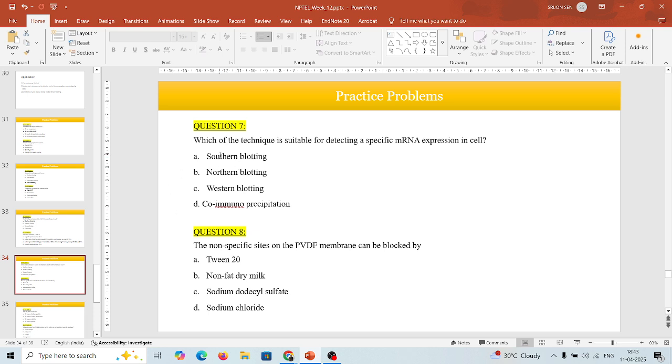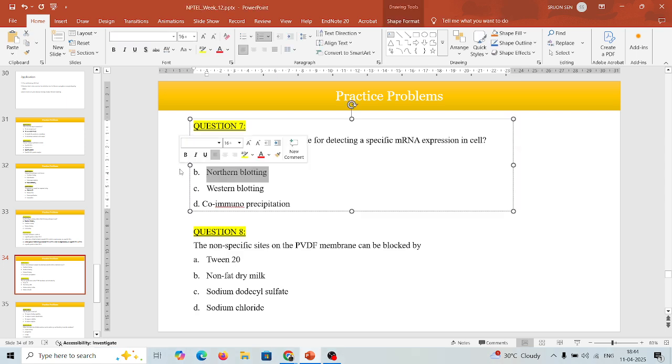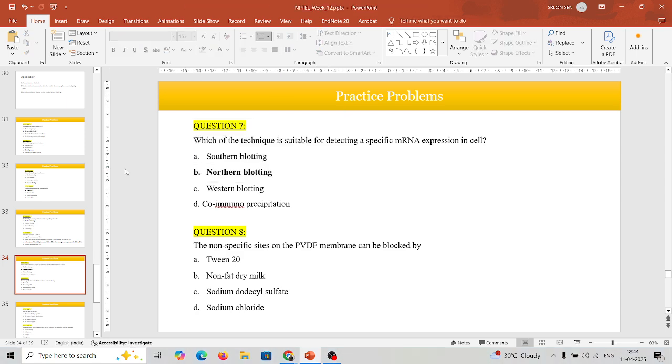Which of the following techniques is suitable for detecting mRNA expression in cells? So we know that for RNA we do Northern blotting. So from here you are going to get very direct questions, nothing very tough.